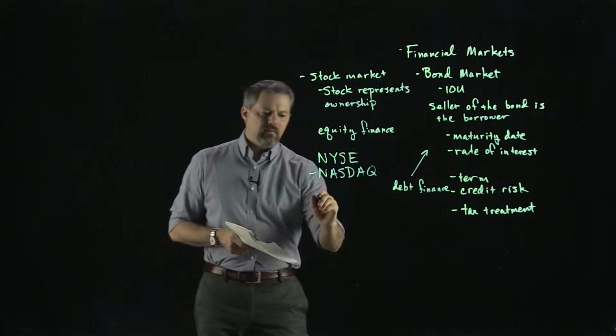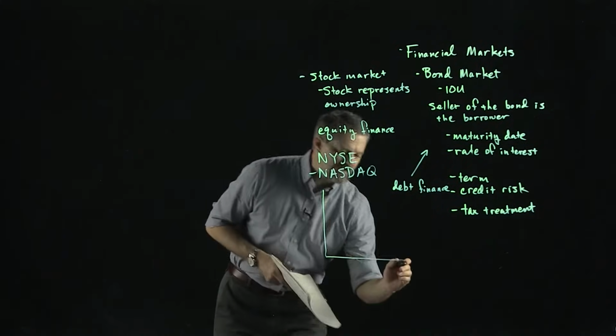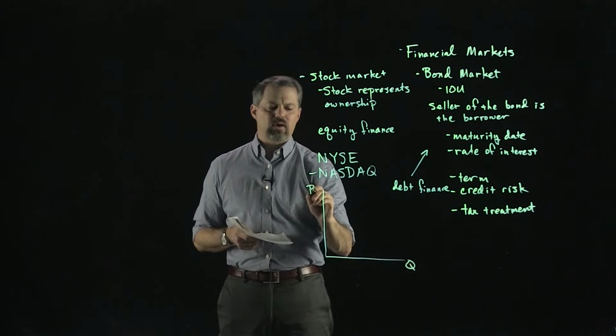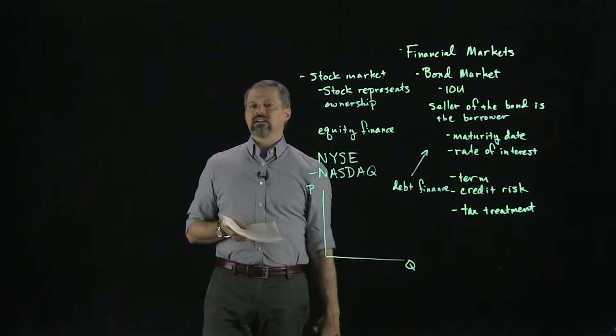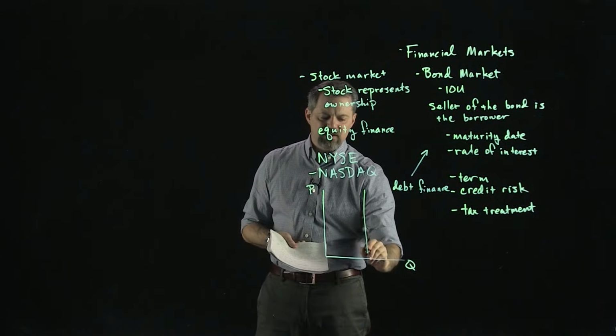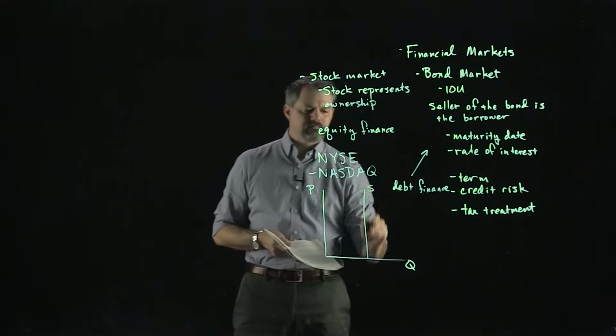So if we were to think about what determines the price of a stock, let's look at the number of stocks that are out there, and let's look at the price up here. This is going to be just a demand-supply model. The nice thing about the supply is we know the number of stocks that are out there, and it's not dependent upon the price. The supply curve in this case is vertical.